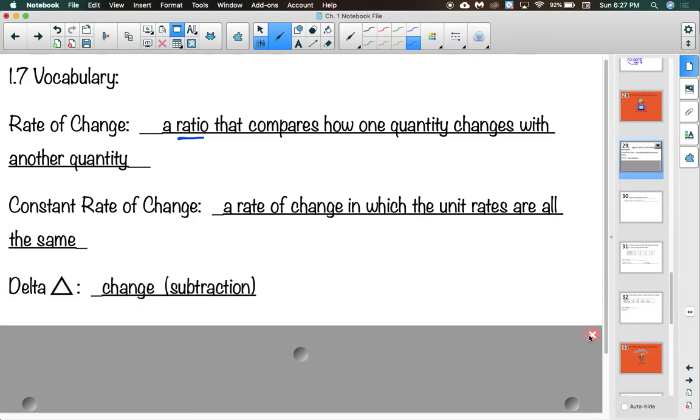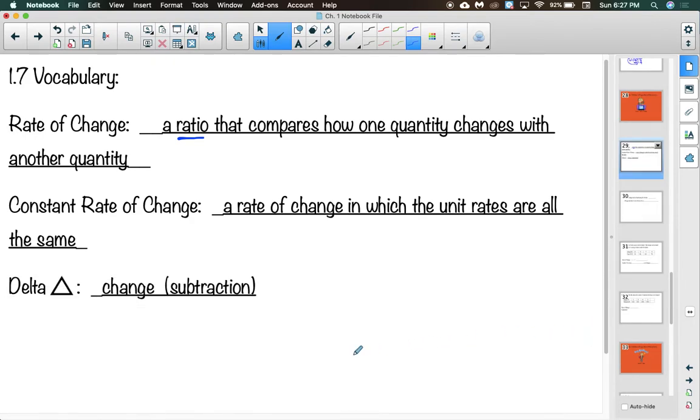The last word is actually a Greek letter. The Greek letter is called delta. It is a triangle. It's the Greek letter D. It is a math symbol, and this math symbol represents change. And to find change, we are going to use subtraction. Okay, so make sure you link delta with subtraction in your memory. We're going to see delta in Chapter 1, and we're going to see it again in Chapter 2.